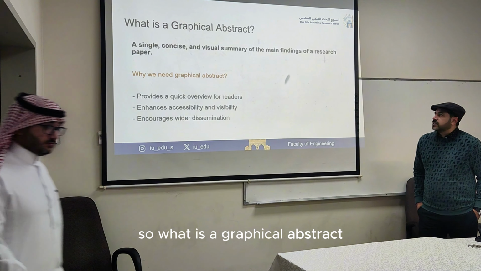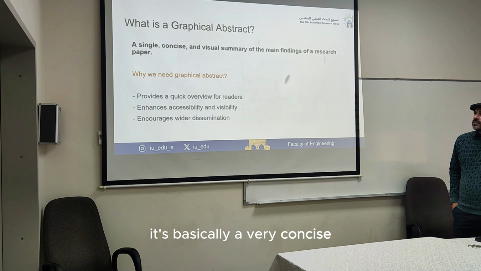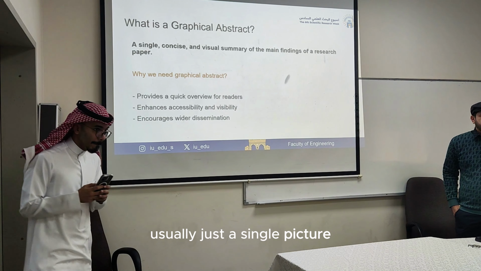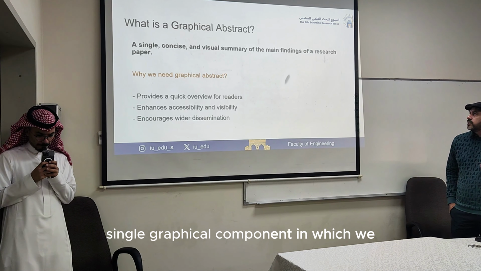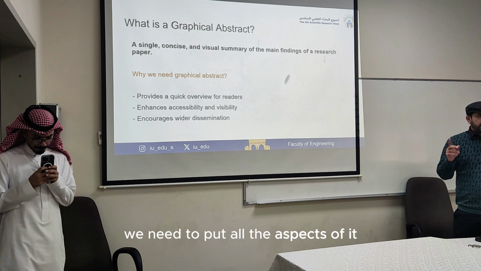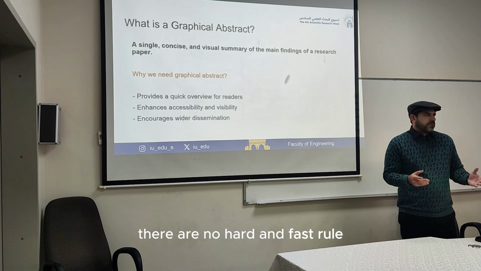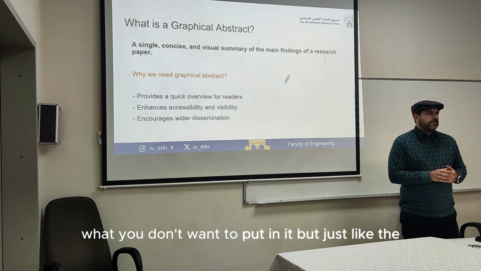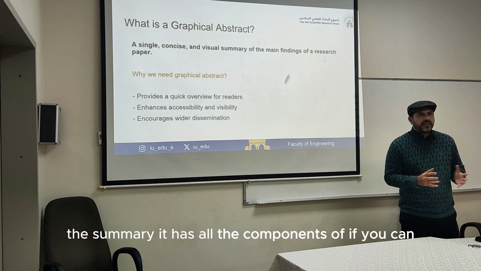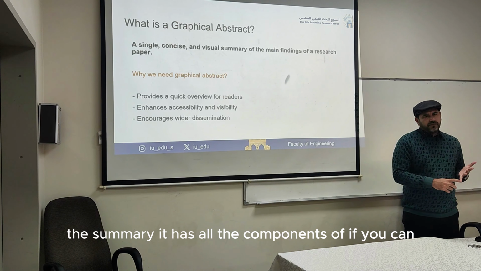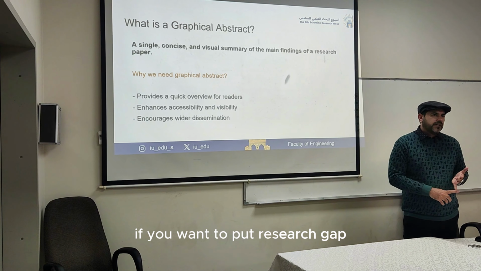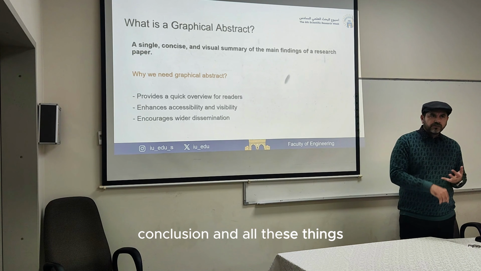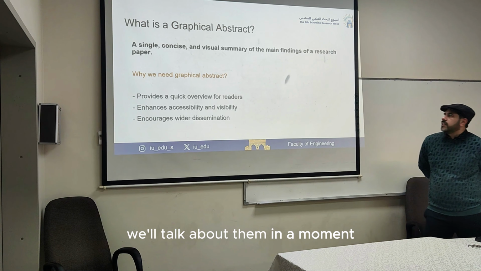So what is a graphical abstract? It's basically a very concise visual summary of what you have done, usually just a single picture, a single graphical component in which we need to put all the aspects of it. There is no hard and fast rule for the graphical abstract. You can decide what you want to put in it, what you don't want to put in it. But just like a summary, if you want to, you can put the research gap, experimental procedures, outcome, conclusion, and all these things. We'll talk about them in a moment.